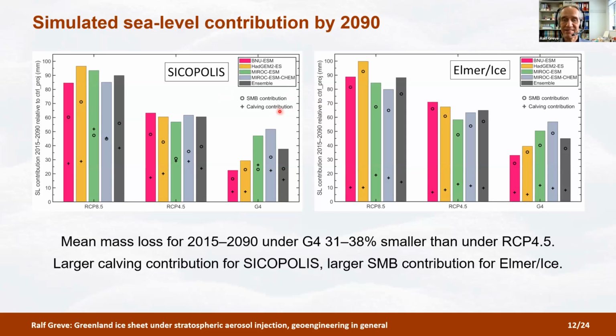What these plots also show is the breakdown of the simulated mass loss into surface mass balance contribution and calving contribution. Surface mass balance contributions are the dots in these bars, and calving contributions are the plus signs. In this breakdown we see a larger difference between the two ice sheet models. The calving contribution is quite systematically larger for Psychopolis, while the SMB contribution is larger for Elmer Ice. Elmer Ice has a relatively small calving contribution compared to the surface mass balance part. For Psychopolis, it's a bit more balanced. But in either case, for the majority of the results, surface mass balance dominates. Calving is smaller, but again, the balance is different between the two models.